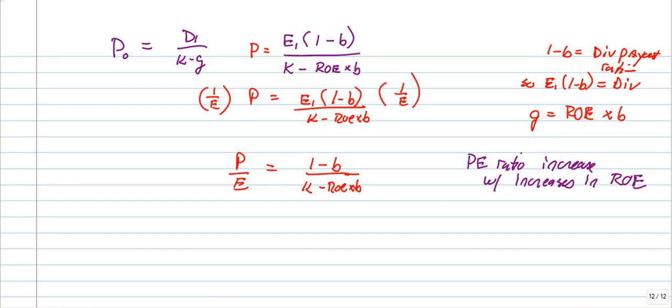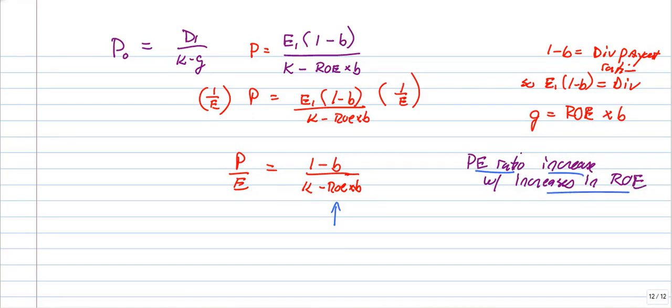We can see that. Look right here. If ROE increases, then that's going to make the denominator smaller. As ROE increases, K minus that is going to make the denominator smaller, which would basically increase the ratio. So the PE ratio increases with increases in ROE.